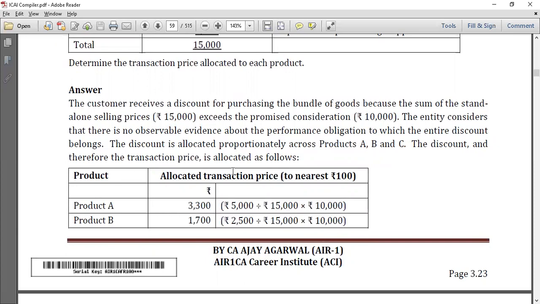See, here he said for product A, 5,000 is directly observable. That is clear for us. And for B and C, it is not observable. But we don't know how the discount should be allocated, whether it should be allocated to B and C. There is no direct evidence for that. So what we'll do, the discount is allocated proportionately across A, B, and C, and therefore the transaction price will be allocated like this, proportionately. You will take the base and you will allocate it.